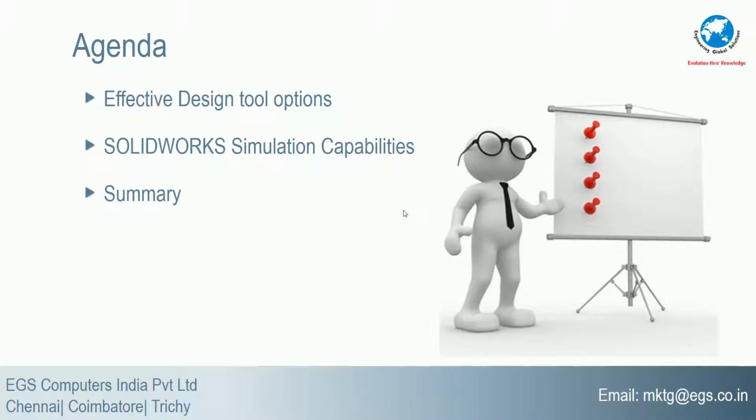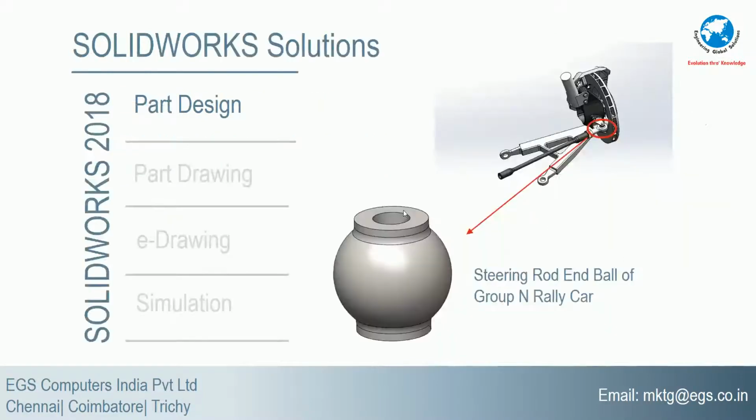This is the agenda for today's session. Now let's see what we can do for the automotive industry to make our design and validation of automotive-related components effective. The component which I have chosen is the steering rod ball of a Group N rally car. Now let's see how to draw this steering rod ball.